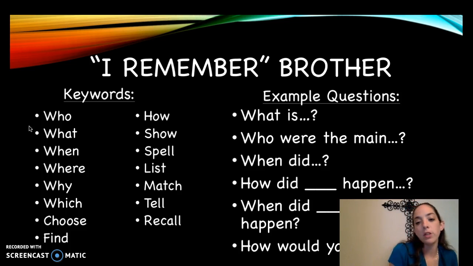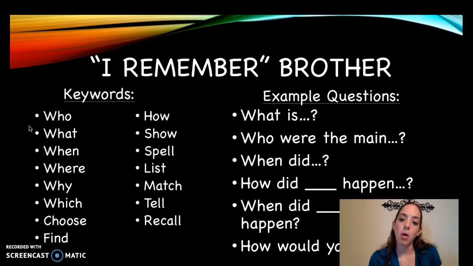Some question stems that you can use in your classroom are: What is blank? What is the problem of the story? Who were the main characters? When did Goldilocks go into the house? Or when did the bears come home? And the rest of the questions are there for you as well.